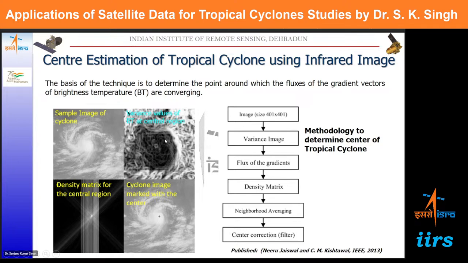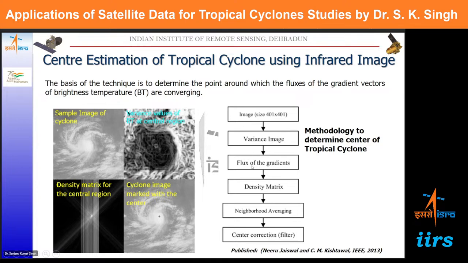And the pixels with a low value of the variance indicate a high level of axis symmetry in the neighborhood surrounding that pixel. So this is the characteristic feature of the vortex that forms around the center, where you can see the low value of the variance.